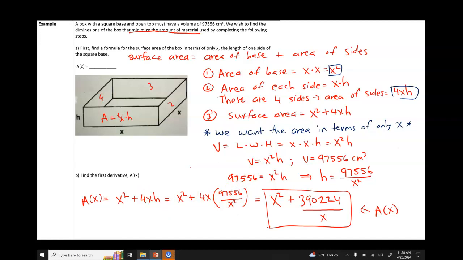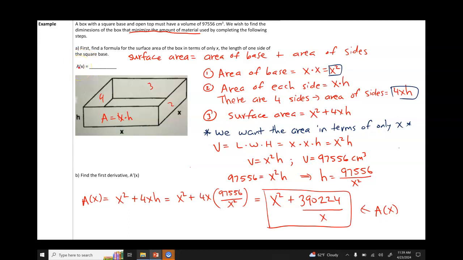If you simplify a little bit, we have the x squared, can't do much with that. 4 times 97,556, that's going to be 390,224. And then x over x squared, we're going to have an x on the denominator because one of the x's on the numerator cancels out with one of them on the denominator, so we have just an x left on the denominator. That's going to give us the area. So that's just going to be part A. All we did was we found the area.